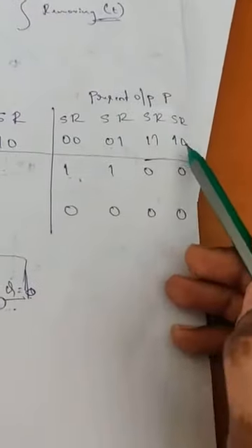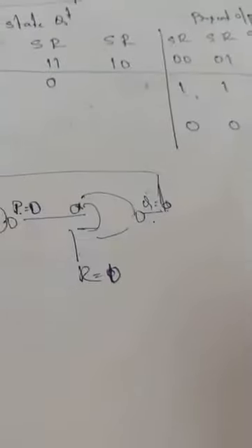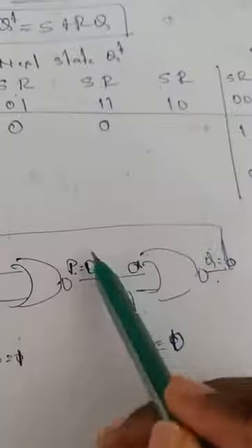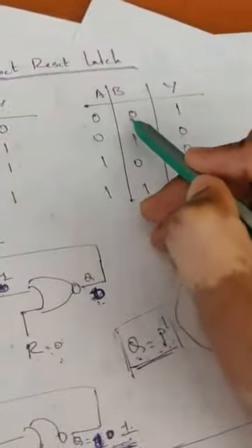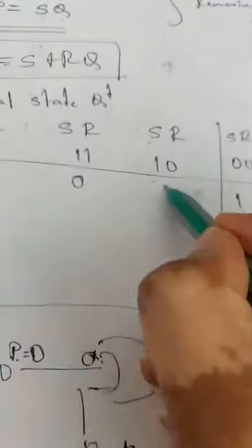When S is equal to 1, R is equal to 0, and P is equal to 0. 0 and 0, Q will be 1. Why will Q be 1? When S is equal to 0, R is equal to 0, Q will be 1. Q will be 1, so this will be 1.